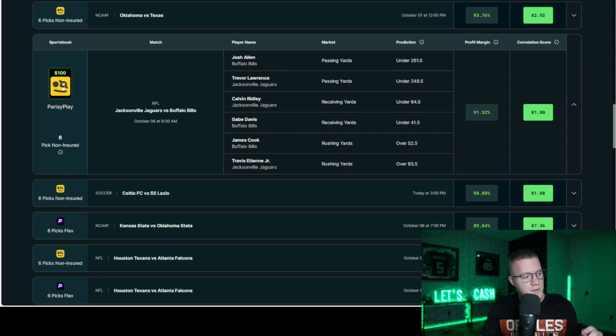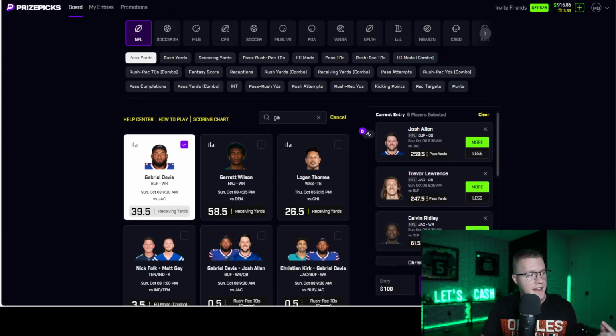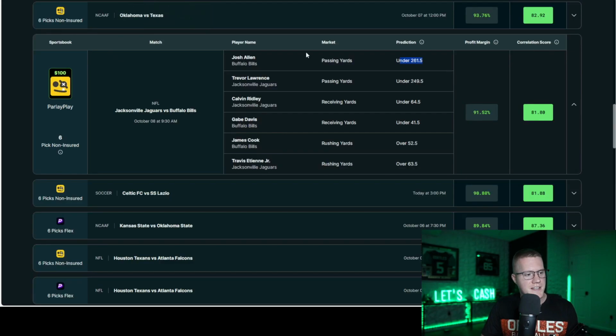So obviously, when comparing back to PrizePicks here, this Josh Allen prop is a little bit more aggressive, right? Because he's set to 259 on PrizePicks, but he's set to 261.5 on Parlay Play. Same thing with Trevor Lawrence, a little bit higher. Calvin Ridley, three yards higher, and Gabe Davis. All these are a little bit aggressive, which is why this is recommending the under. And we're showing here that given all of those player prop points, why this is the highest recommended slip here in terms of profit margin and correlation score. I mean, it makes sense, right?